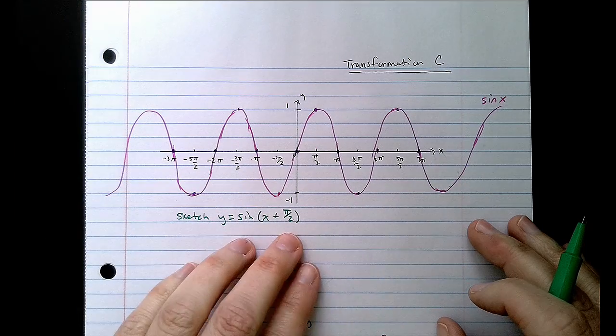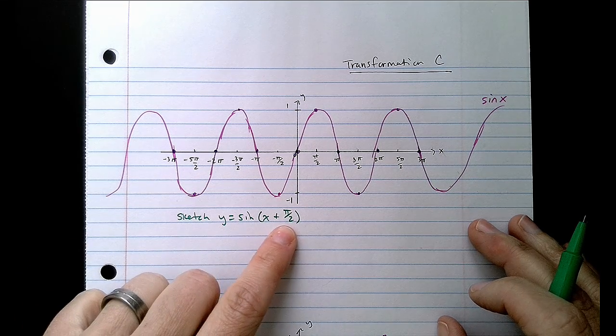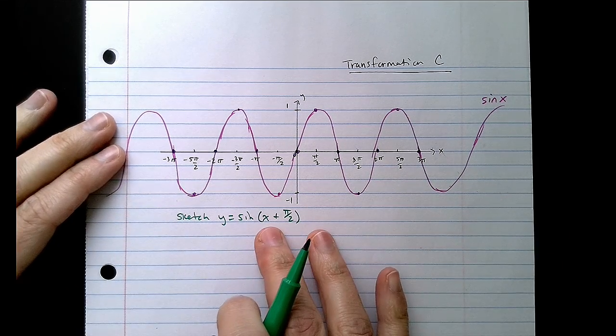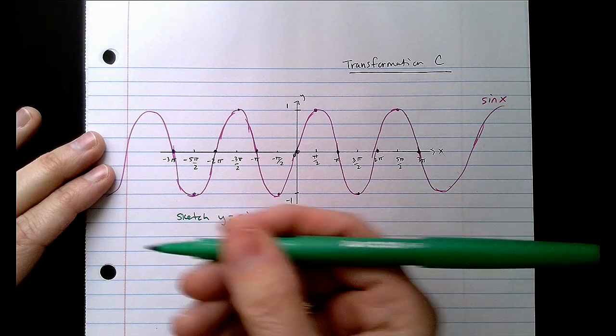So in this particular case, we're going to sketch the function y equals sine of x plus pi over 2. Now this is a horizontal translation, and since it's plus pi over 2, this means it's going to move to the left pi over 2.